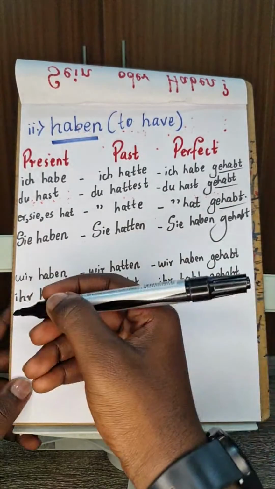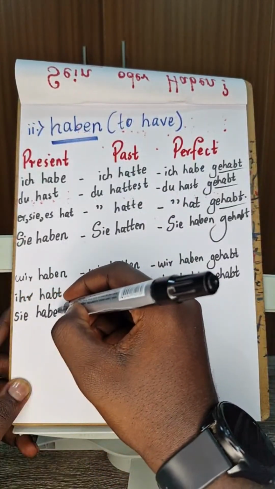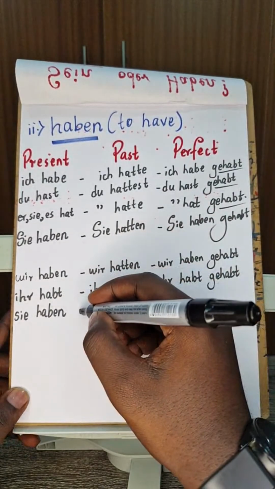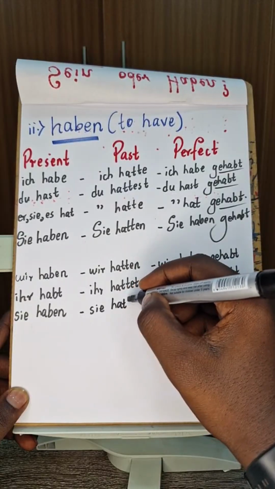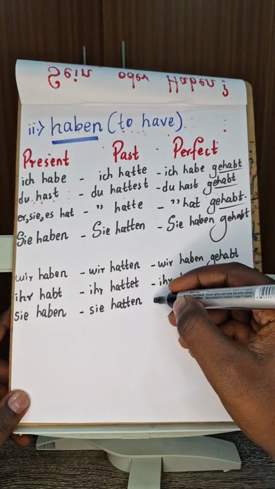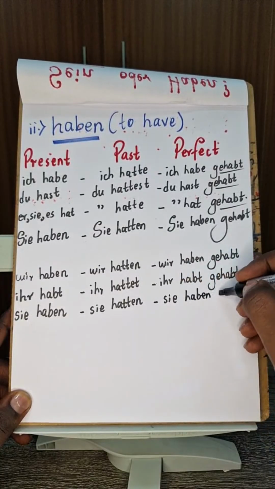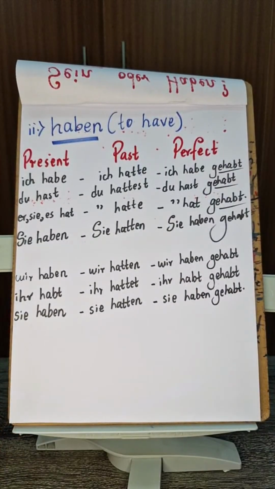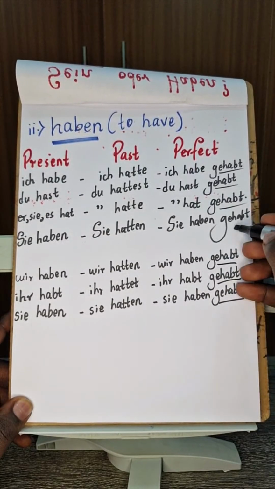Okay, let's see the last one. They, which is small s-i-e, they, sie haben, they have. In the past it becomes sie hatten, they had. All right. And then in the perfect it becomes sie haben gehabt. So you are saying one thing is common in the perfect all through when using haben: it is gehabt, right?